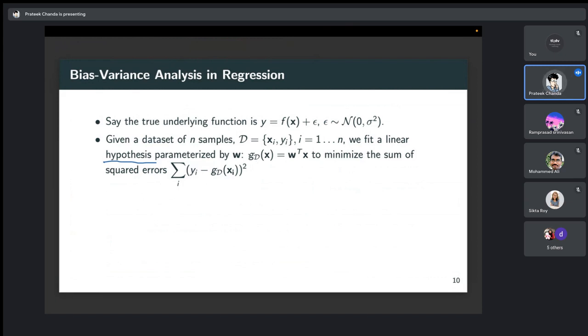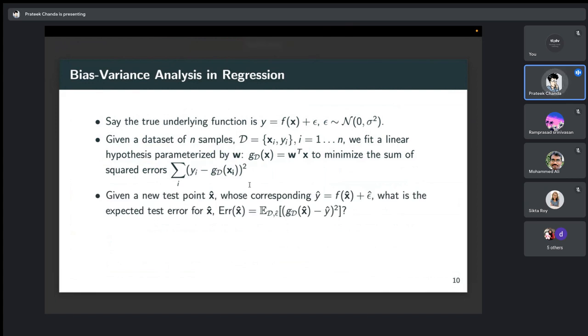So you can think of g_D(x), or g(x) for simplicity, as w transpose x, which is used to minimize the sum of squared errors, which is the least squared error, the sum of (yi minus g_D(xi)) whole squared. So yi is the actual ground truth label, and g_D(xi) is my prediction, the linear hypothesis that I want to fit, and I calculate the sum of squared errors.